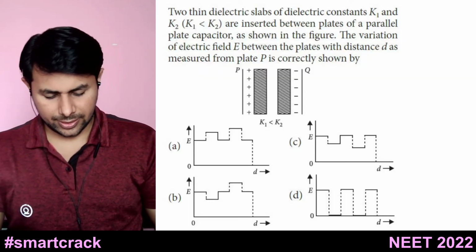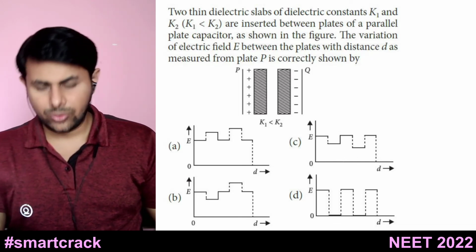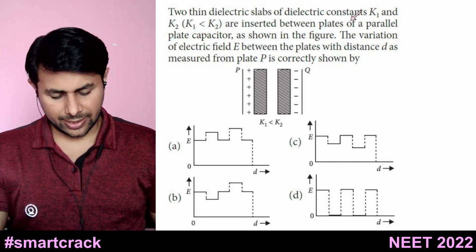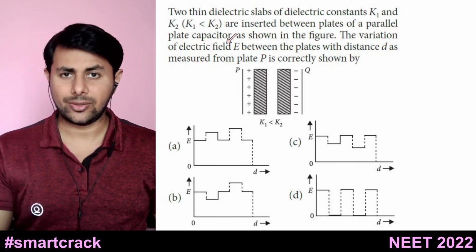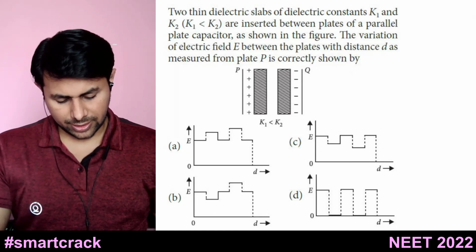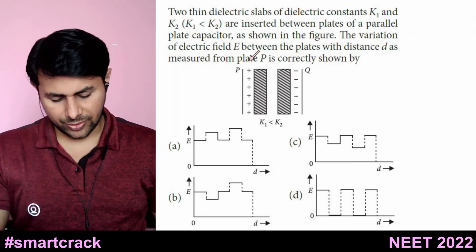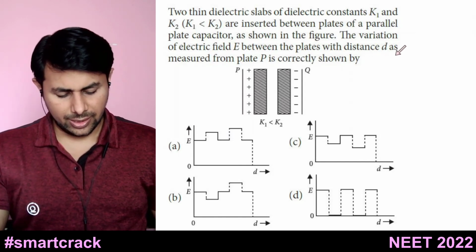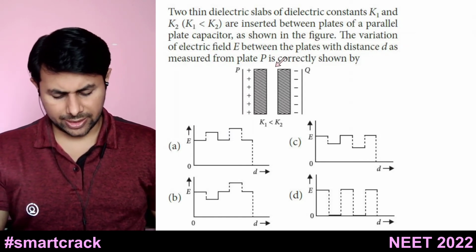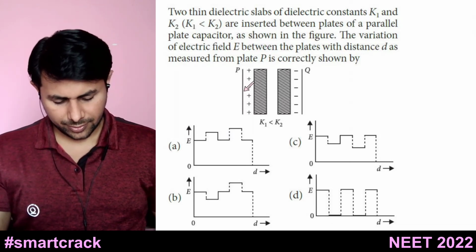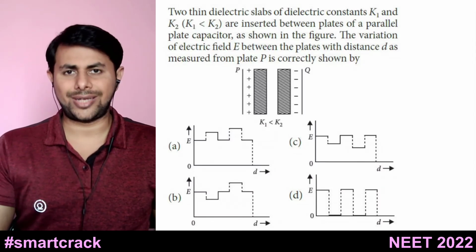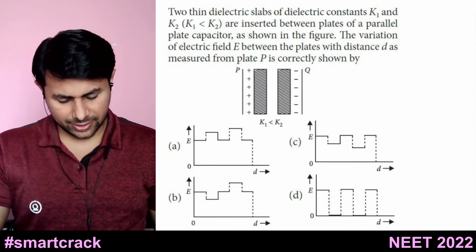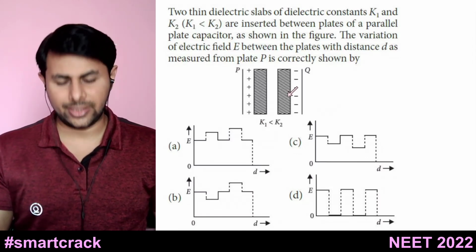After that, let's see the next question. Two thin dielectric slabs of dielectric constants K1 and K2 are inserted between the plates of a parallel plate capacitor, as shown in the figure. So these are dielectric slabs. The variation of electric field between the plates with the distance D as measured from plate P is correctly shown by. These are the diagrams showing the electric field with respect to the distance, and here it's dielectric constant K1, here it is dielectric constant K2.